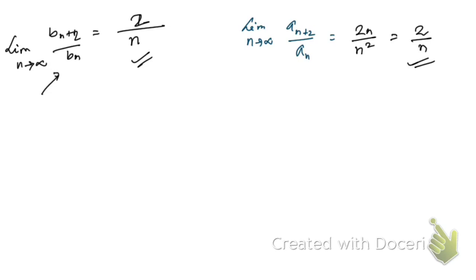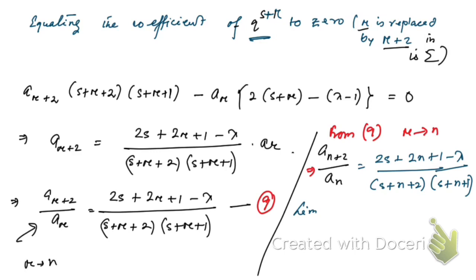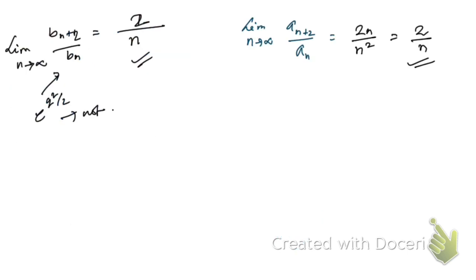We have obtained this from e to the power q square by 2, which was not acceptable. That's why this term should not exist. This term should be equal to 0. We have obtained this one from this expression, equation number 9. From here we have already shown that its value becomes 2 by n, which is equal to the value of this, which is obtained from this result, which was not acceptable.